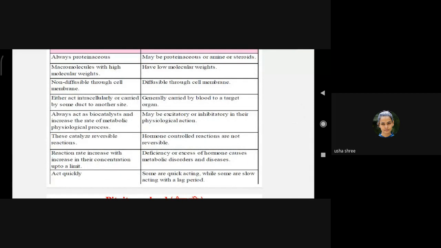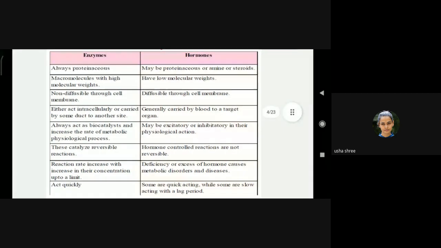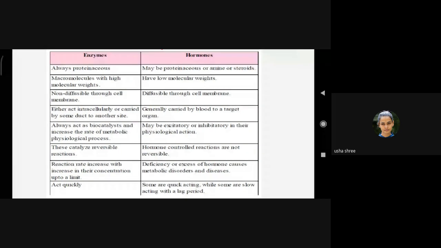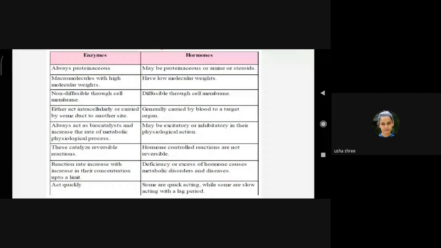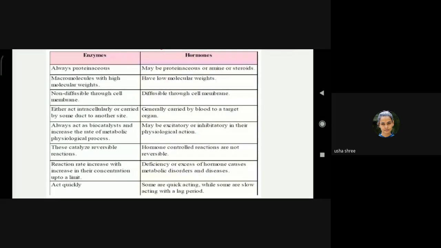Now, enzymes catalyze reversible reactions. Means enzymes have reversible reactions too. But hormone-controlled reactions are not reversible.